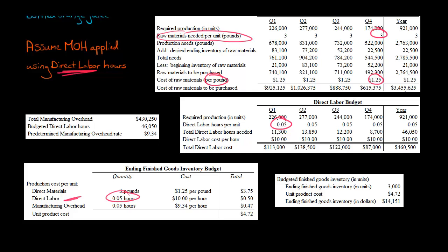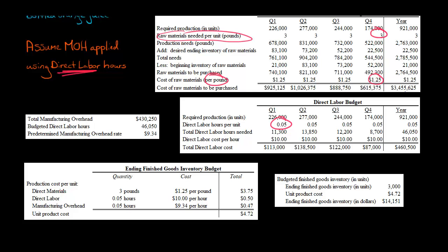0.05 hours of direct labor at $10 an hour. We got that from our direct labor budget, remember? And then 0.05 hours of manufacturing overhead, because we're applying it on the basis of direct labor hours. So if we do 0.05 direct labor hours, then 0.05 hours for manufacturing overhead times our rate of $9.34. That's our predetermined manufacturing overhead rate. So that gives us 47 cents of manufacturing overhead and 50 cents of direct labor costs per unit. This is per bottle of orange juice.